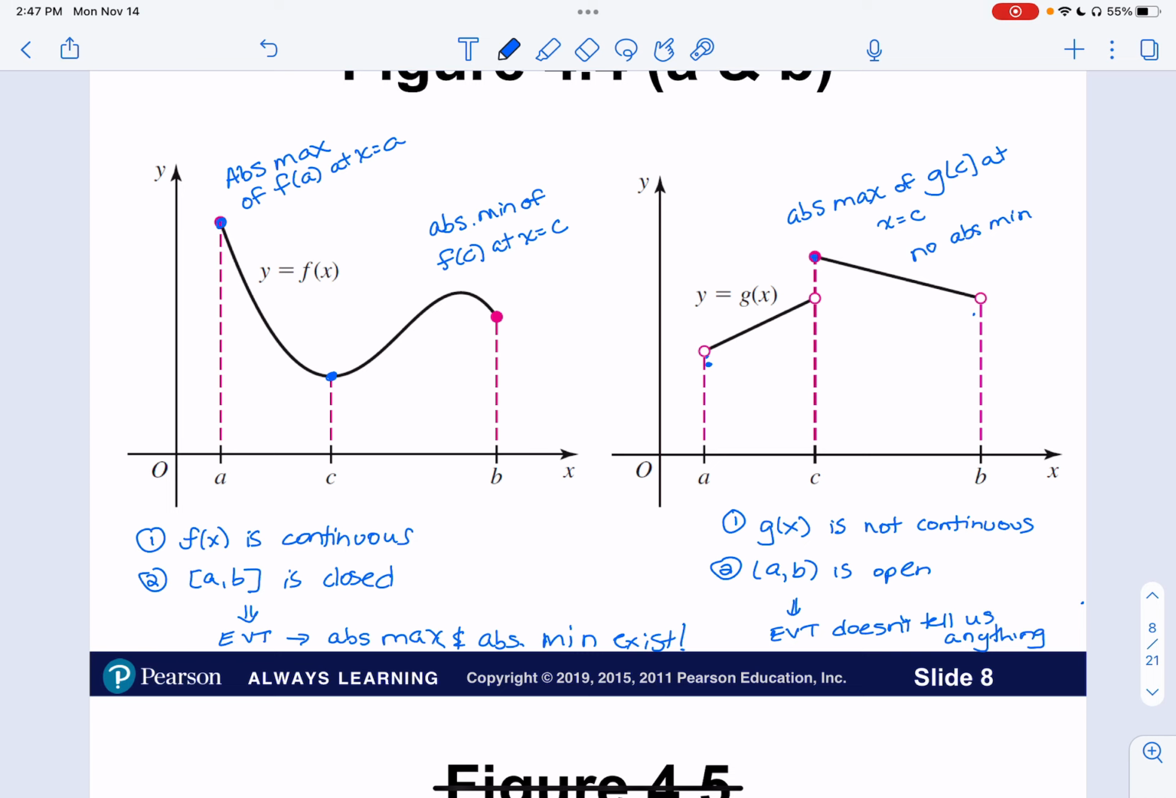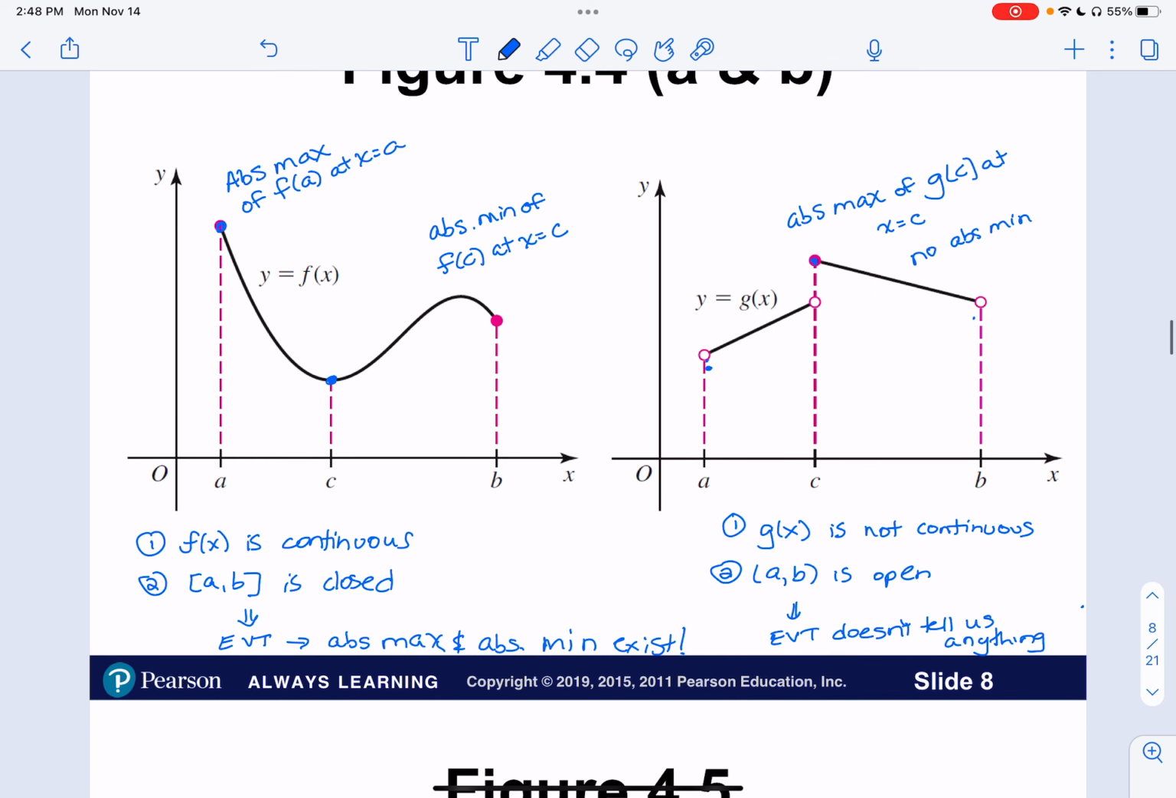Alrighty. So keep in mind what I said before, right before the last video dropped off. The extreme value theorem guarantees an absolute max and an absolute min exist. It does not mean that an absolute extrema does not exist because I can't use the extreme value theorem. Okay, so this is an example of where I do have an absolute extrema, but EVT doesn't tell us anything.